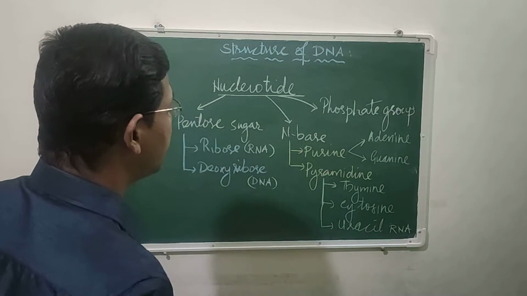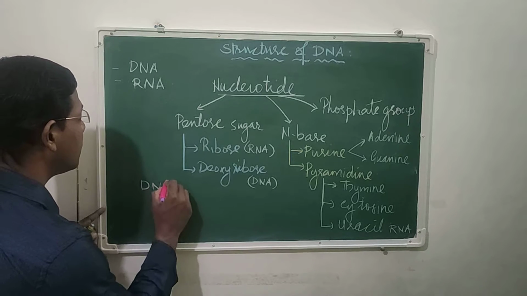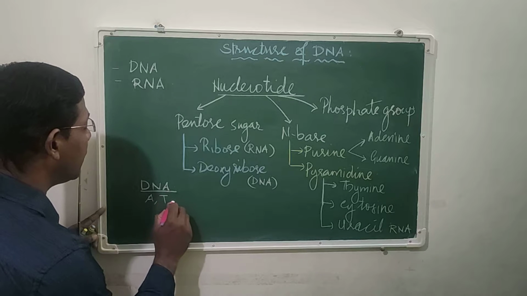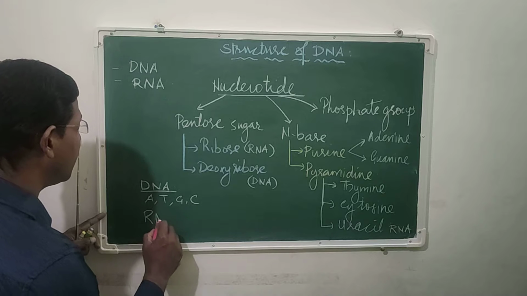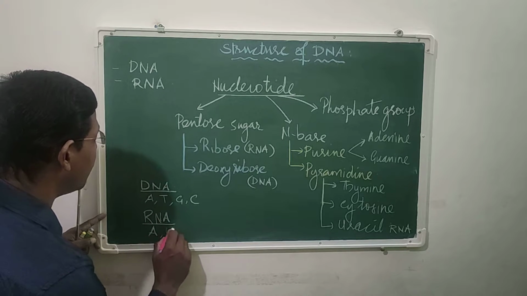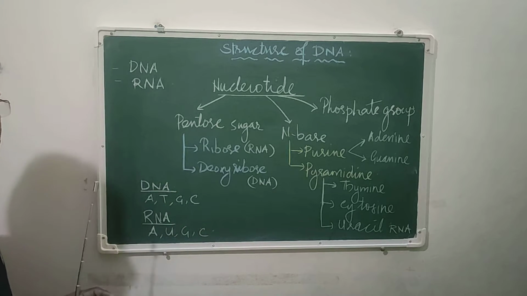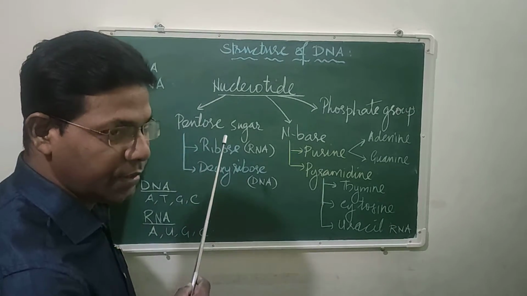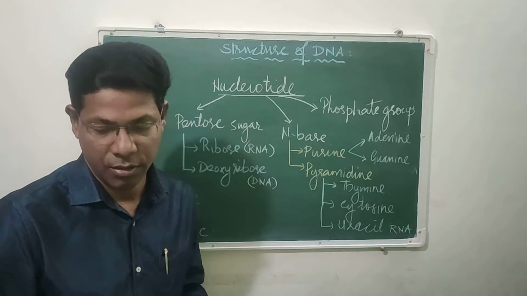We can say the nitrogen bases in DNA are adenine, thymine, guanine and cytosine, whereas in RNA they are adenine, uracil, guanine and cytosine. As we have a limitation, it's a small board, so I am erasing as we go forward.